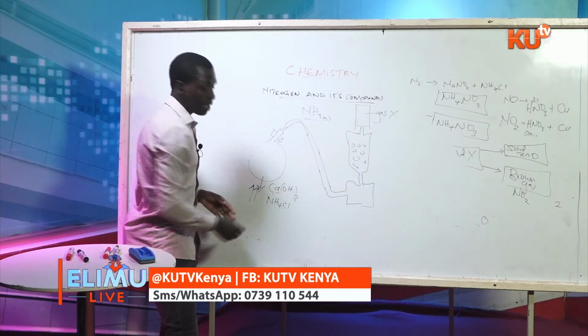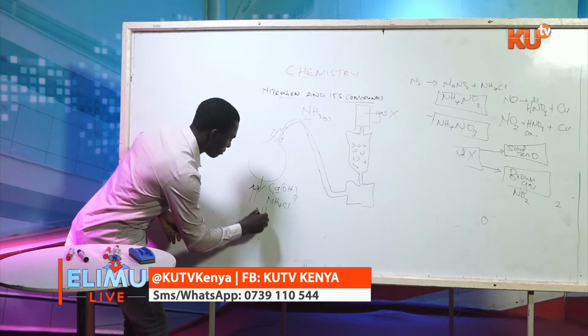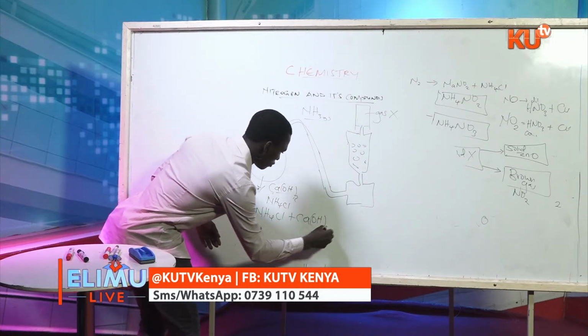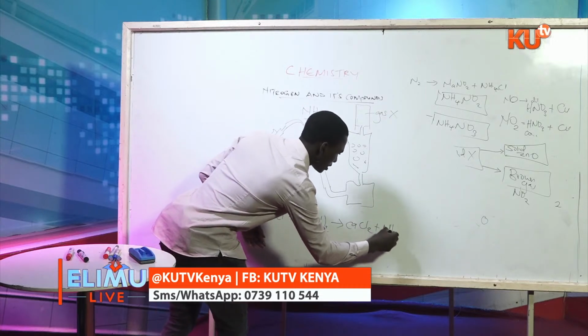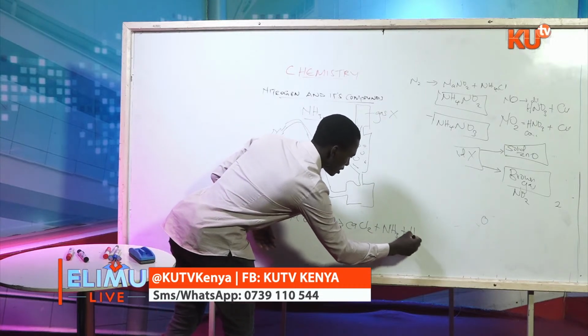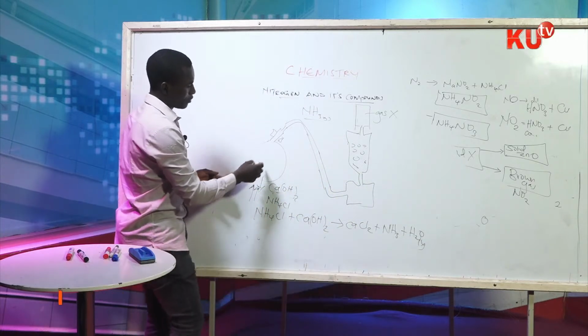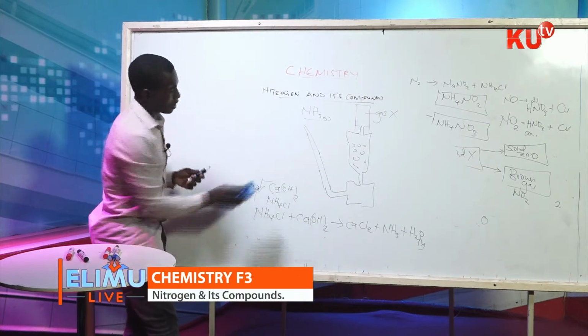When we react this alkali with an ammonium salt, which in this case is ammonium chloride, we shall obtain calcium chloride plus ammonia gas and water. Now, if you check my experiment here, it's not correctly drawn.